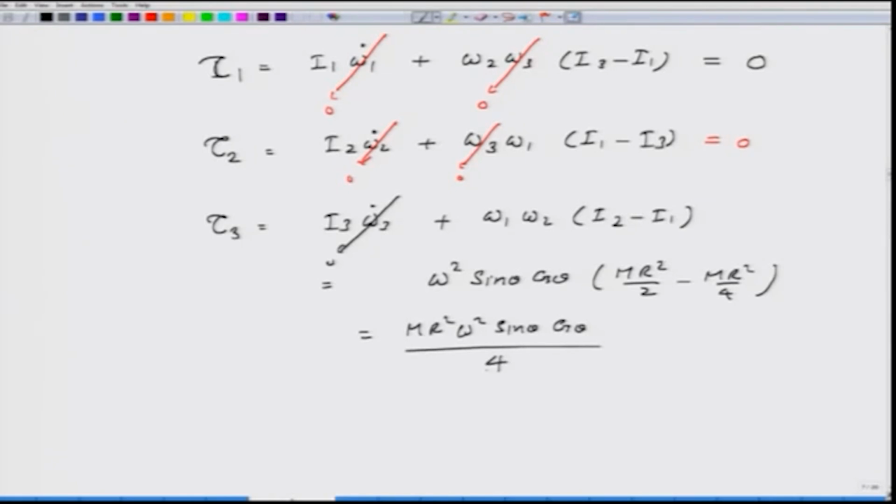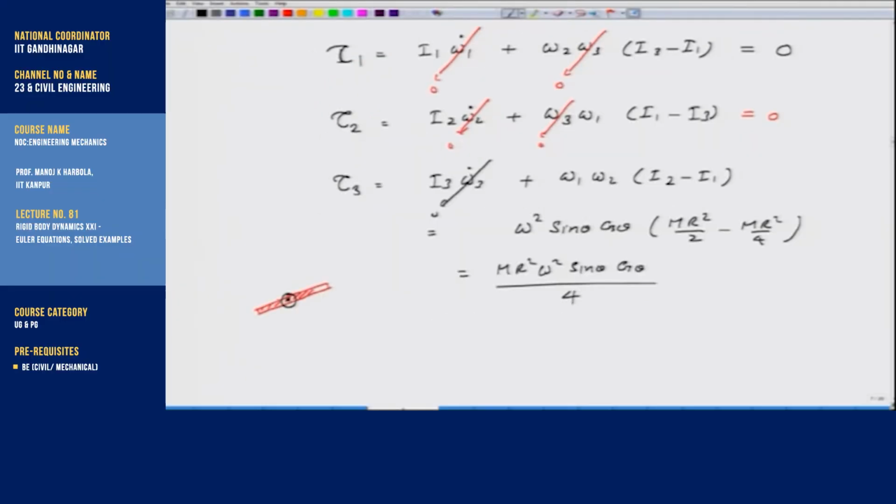So, again if I interpret this, this was the disk at this position, axis 3 is coming out, and the torque has to be in this direction with amount m r square omega square sin theta cosine theta by 4.